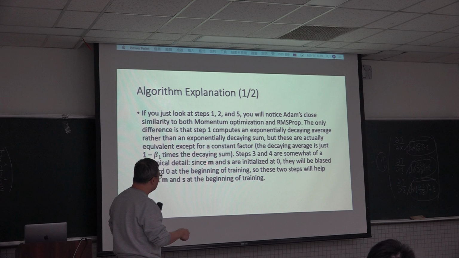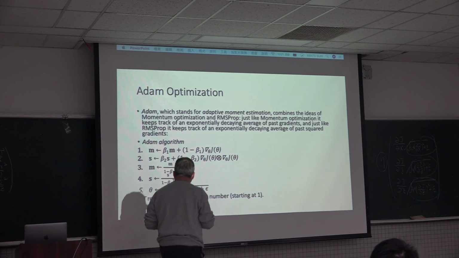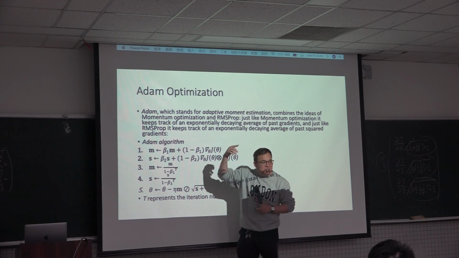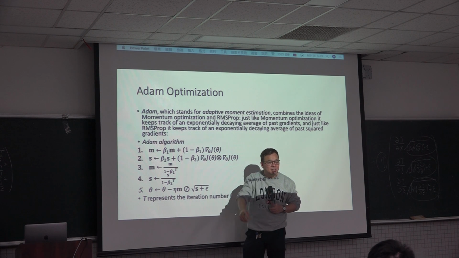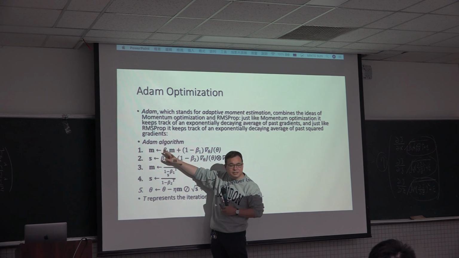Since n and s are initialized at 0, they will be biased towards 0 at the beginning of the training. So these two steps will help boost n and s at the beginning of the training. Let me explain. At the very beginning, at the first iteration, say beta 1 is 0.9.